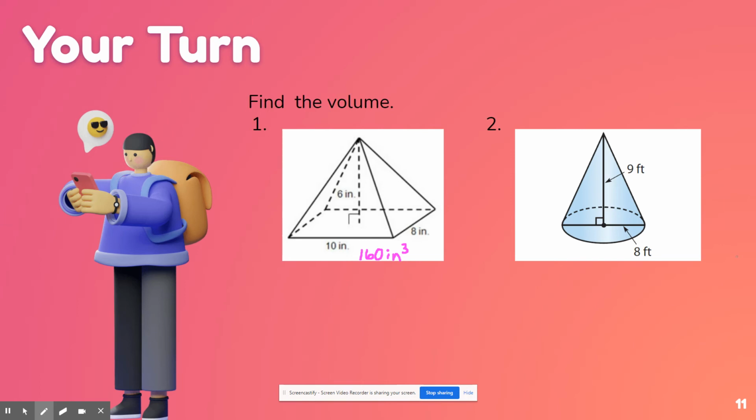The volume of the cone is either 48 pi, if you left your answer where you didn't put pi in there, or 150.80, and then they both should end in feet cubed. Again, if you didn't get this right, take the time, go back and see if you can figure out how you got it wrong.